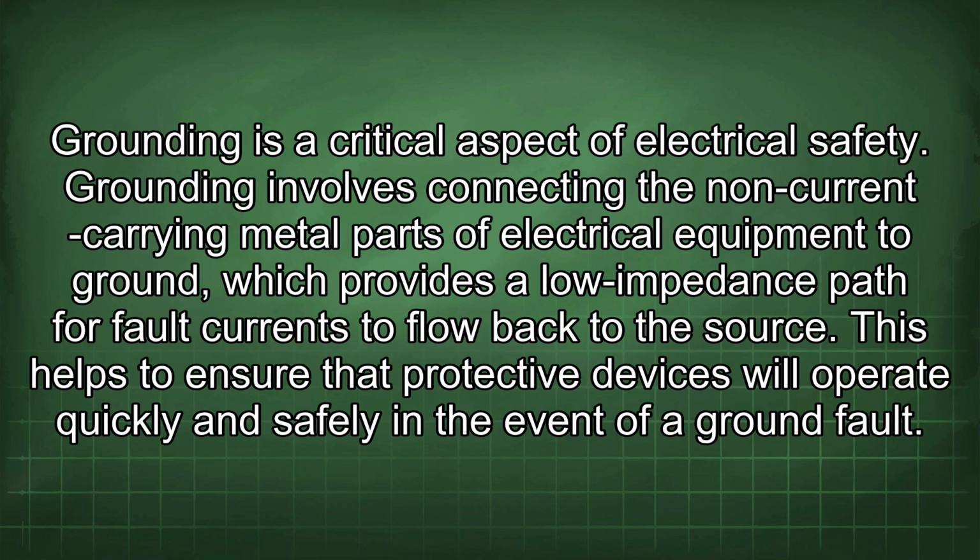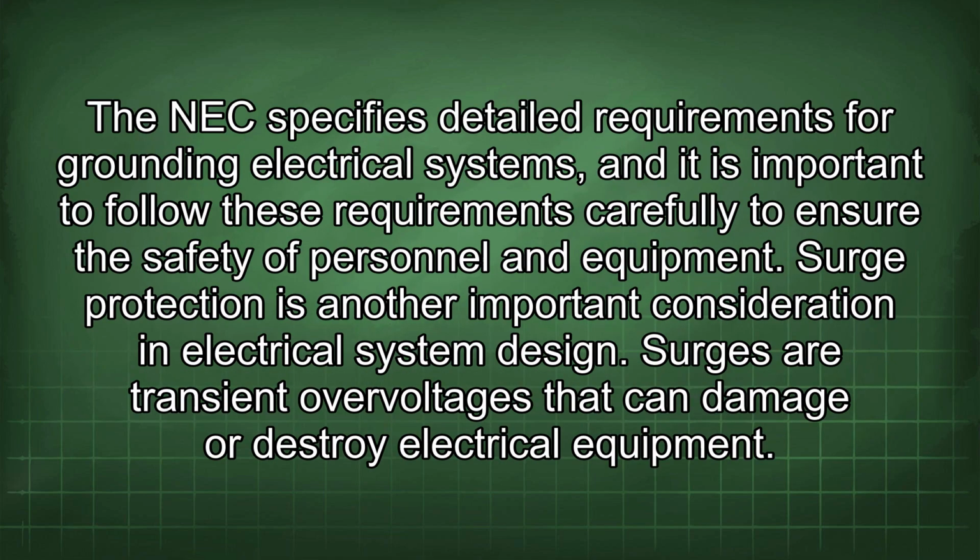Grounding is a critical aspect of electrical safety. Grounding involves connecting the non-current carrying metal parts of electrical equipment to ground, which provides a low impedance path for fault currents to flow back to the source. This helps to ensure that protective devices will operate quickly and safely in the event of a ground fault. The NEC specifies detailed requirements for grounding electrical systems, and it is important to follow these requirements carefully to ensure the safety of personnel and equipment.